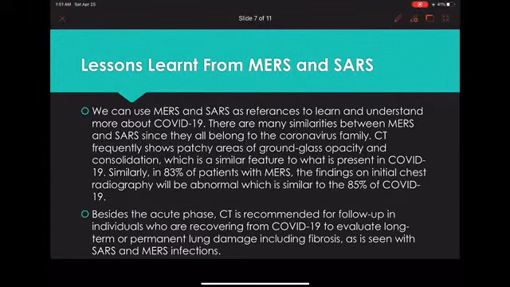So, now coming to lessons learned from MERS and SARS. We can use MERS and SARS as references to learn and understand more about COVID 19. There are many similarities between MERS and SARS since they all belong to the coronavirus family. CT frequently shows patchy areas of ground glass opacity and consolidation, which is a similar feature to what is present in COVID 19. Similarly, in 83% of the patients with MERS, the findings on initial chest radiography will be abnormal, which is similar to the 85% of COVID 19.